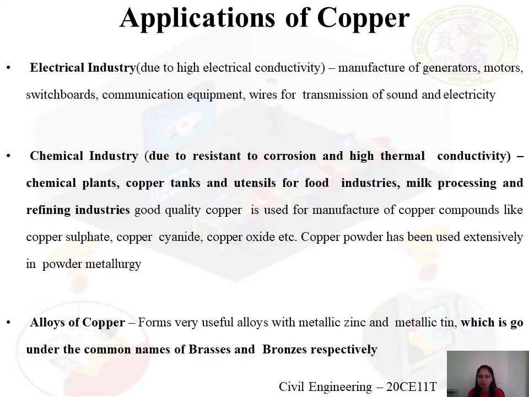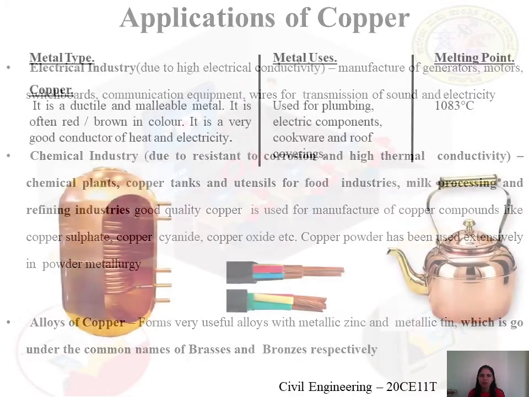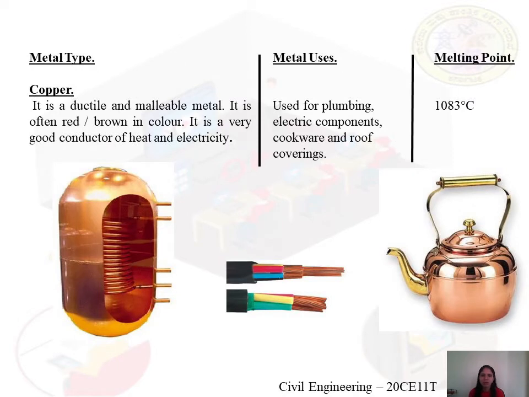Briefly, we can see the properties. Copper is a ductile, malleable metal. It is red in color. It is a good conductor of heat and electricity. These are some of the important properties. It is used for making electrical components, plumbing, cookware, and roof coverings. The melting point is 1083 degrees Celsius.